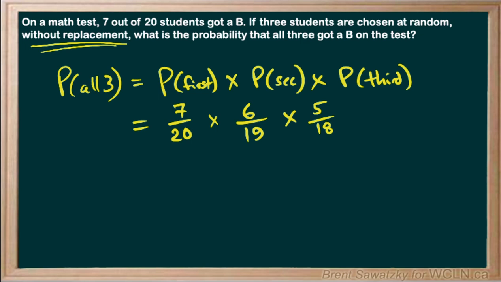And if we multiply all those out, pull out the calculator, and you come up with 210 over 6840. All right, and right away we see the zeros at the end, so reducing down, we can start off with that.